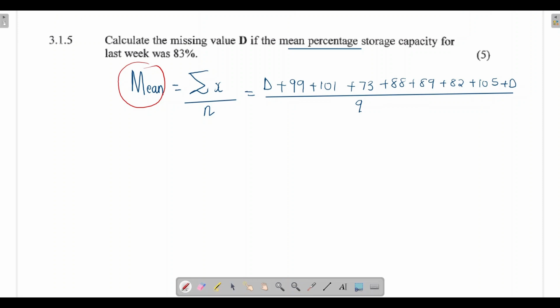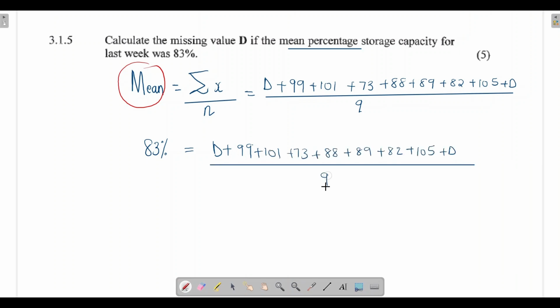So we're already given that mean there, which is 83%, is equal to d plus 99 plus 101, right? And what's left for us to do here, guys? We are basically going to solve this equation for d. So if you sum up all these values, d plus d gives us how many? Gives us 2d, plus 99 plus 101 plus 73 plus 88 plus 89 plus 82 plus 105.